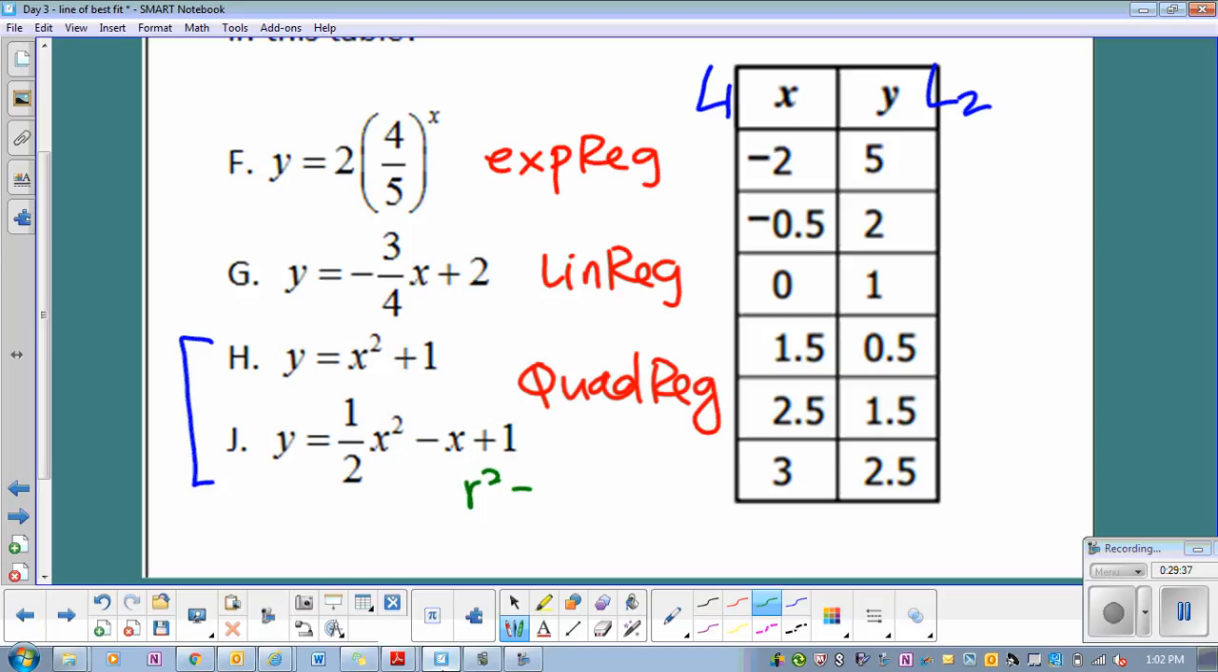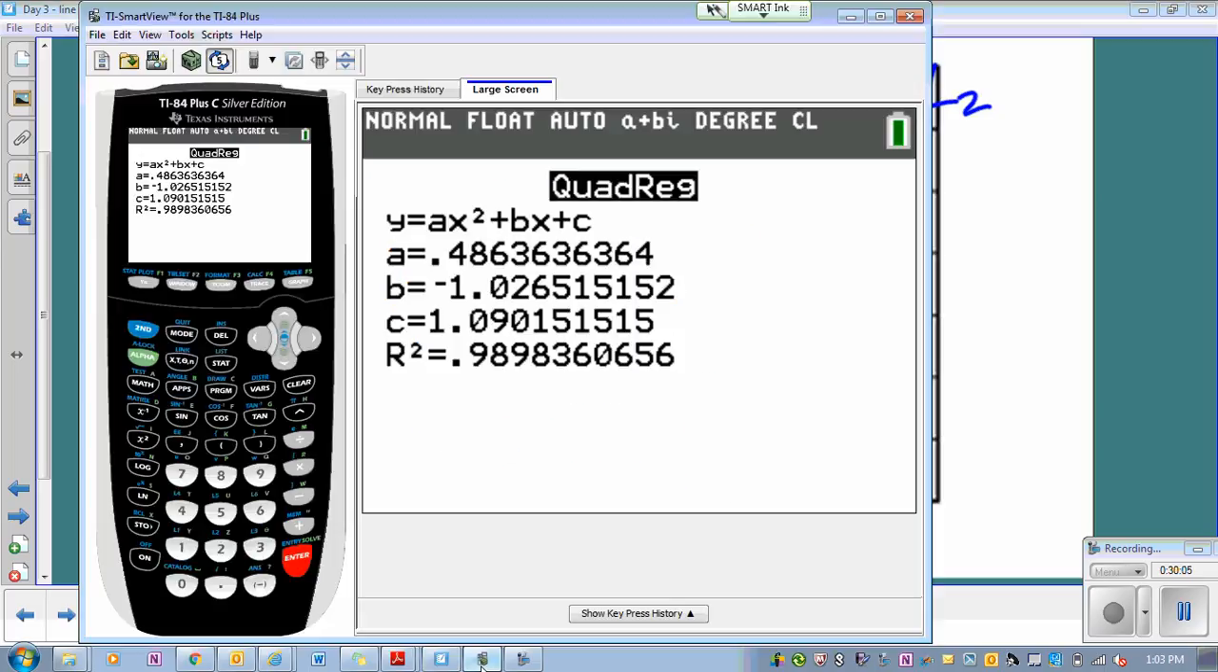So R squared, 0.9898. And it's not H, right? Because H doesn't have a B term. So we can check lin reg and exponential reg because maybe one of those is 0.999 or 0.1, right?